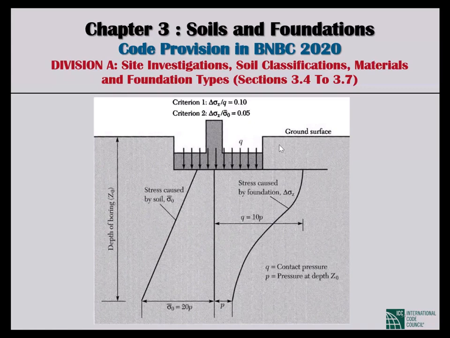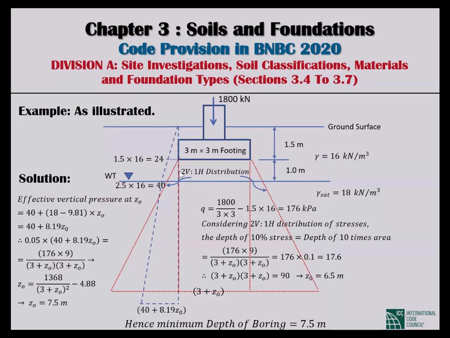I give the numerical example. You will understand, I think, clearly. The first one over there, the effective, it is the case of 10%. Over here, the load is 1800 kilonewton. So this footing is 3 by 3. The stress is this. But increase in stress is how much? Already the stress was there for 1.5 meter of soil. So we subtract this one. Increase in stress is 176 kPa.